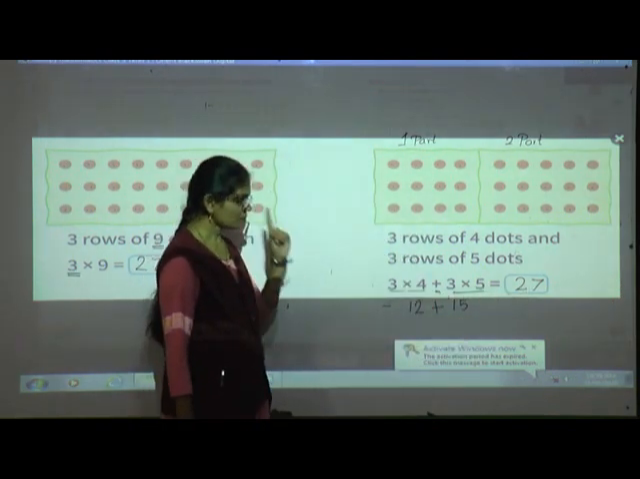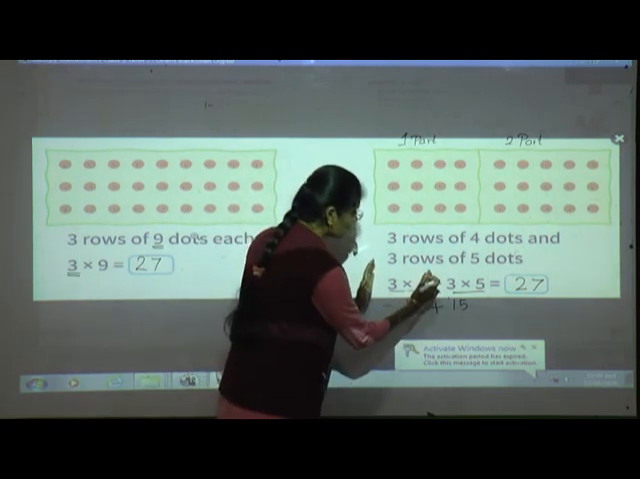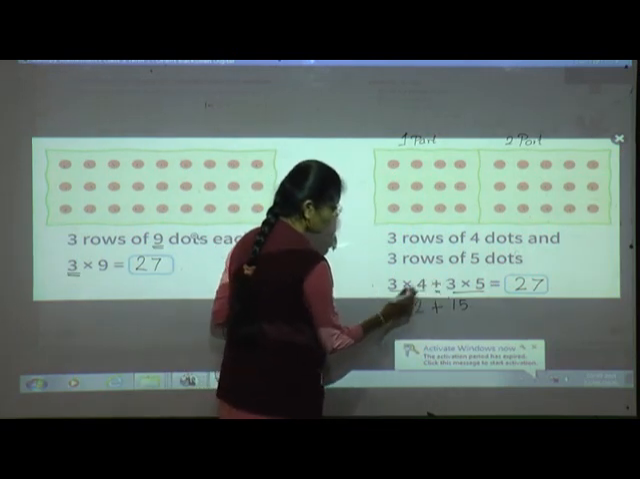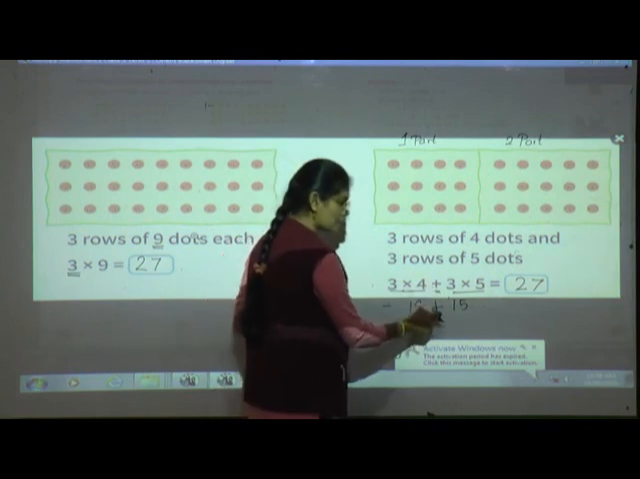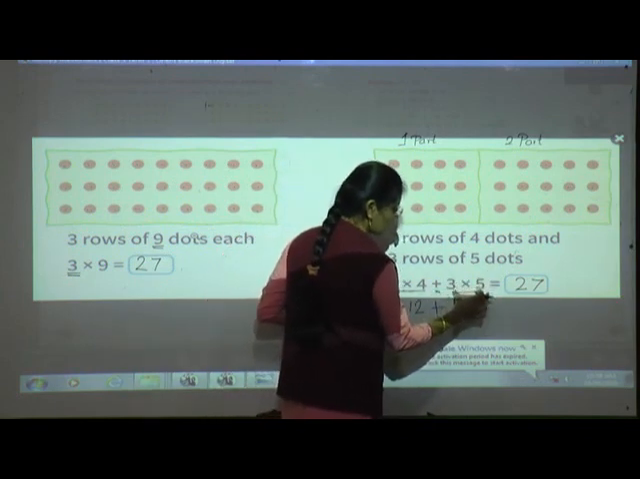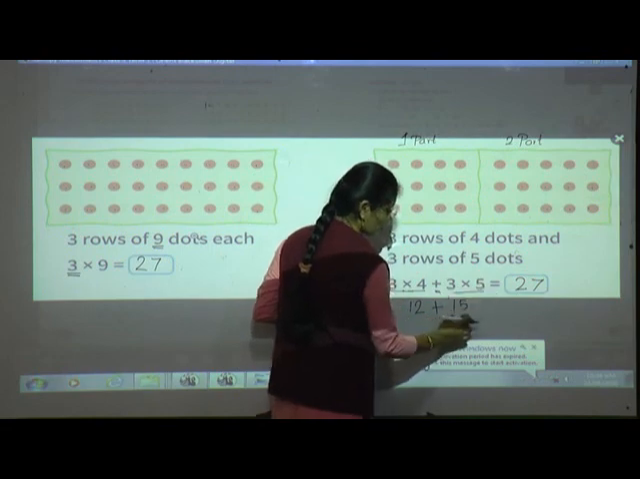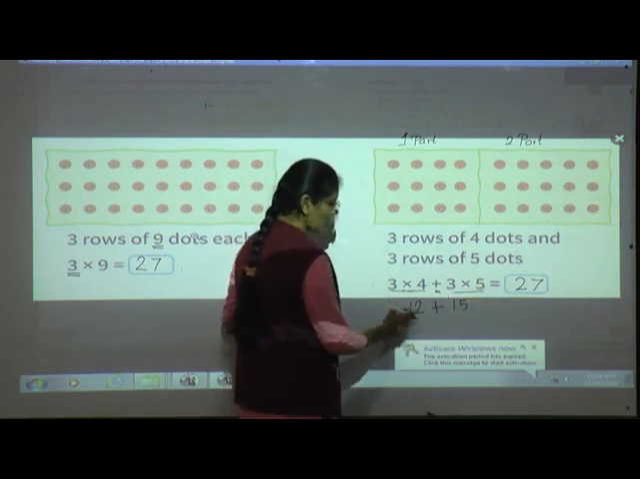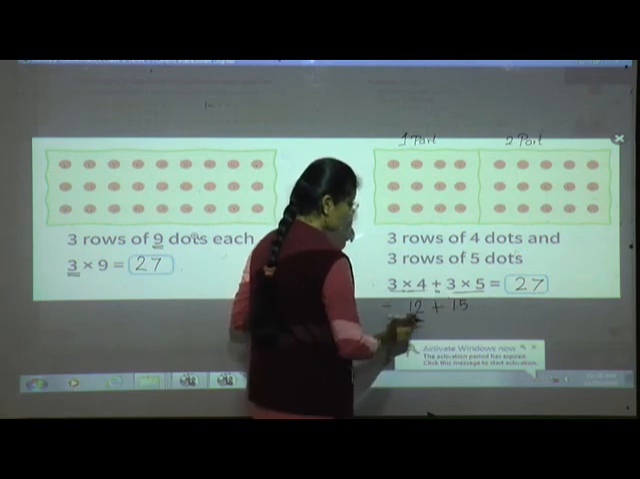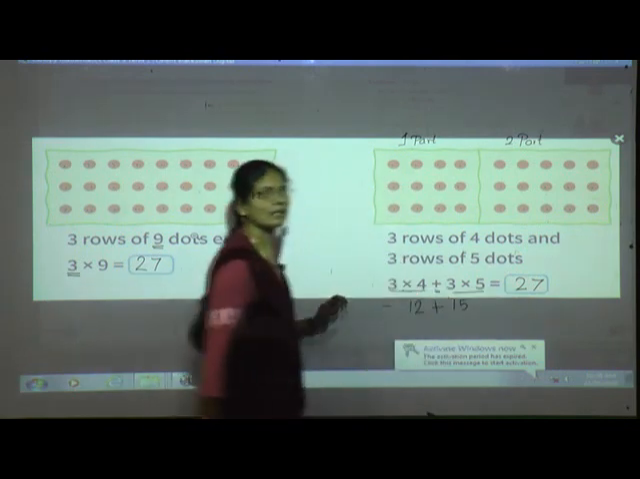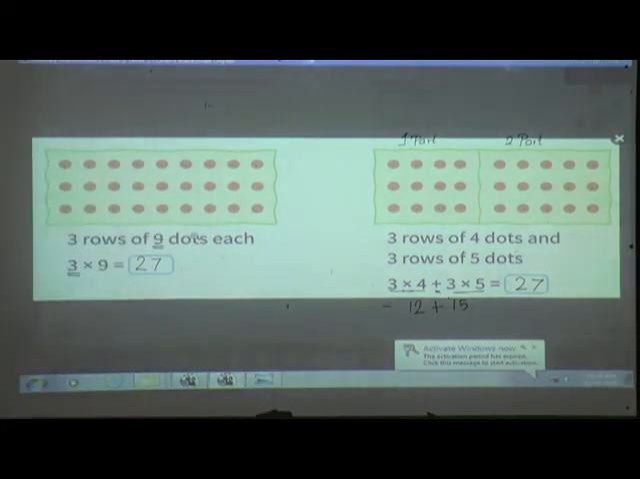See students, how you have to solve this? You have to do the multiplication of this first, 3 into 4. Then give the plus sign as it is, and then do the multiplication of 3 into 5 of the second part. That is 15, and then finally you have to add these two numbers, that is 12 plus 15 is equal to 27. Now see the first and second box. In the first box we got the answer 27, and in the second box also we got the answer 27. Now we will move to the third box.